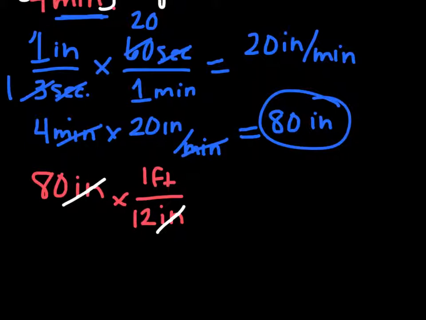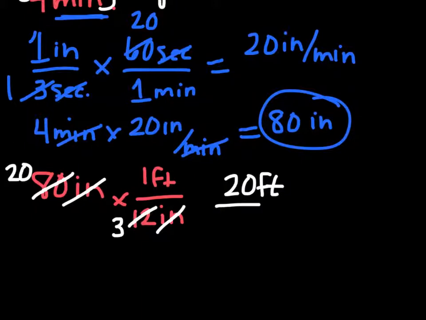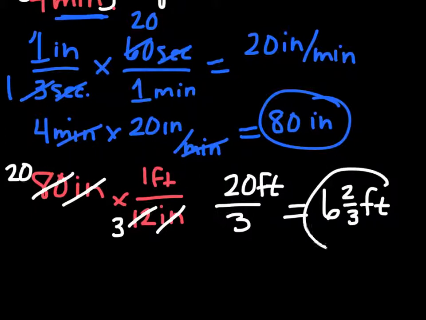Then we cross-reduce. Both 80 and 12 are divisible by 4, giving us a fraction that is 20 feet over 3. Now we want to change that improper fraction into a mixed number, which would be 6 2/3 feet. So if we were asked to give our answer in feet, it would be 6 2/3 feet. Okay, I'm going to give you some sample problems to try on your own, and that's going to close out chapter 6.1.